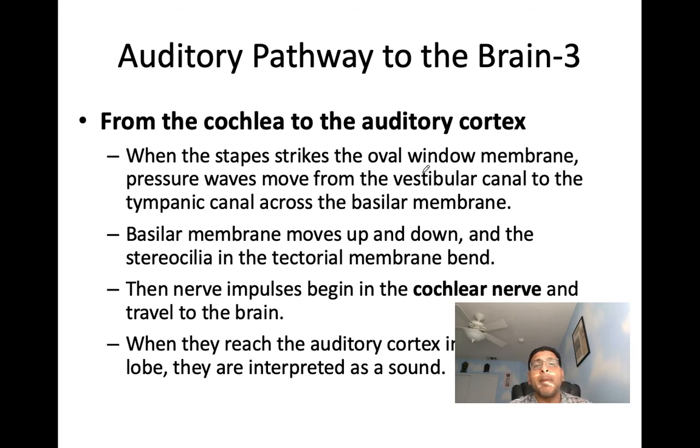across the basilar membrane. Now we can see the basilar membrane is going to move up and down, and the stereocilia in the tectorial membrane bend. Then nerve impulses are going to begin in that cochlear nerve I described, and they travel to the brain. When they reach the auditory cortex in the temporal lobe, they are interpreted as sound.